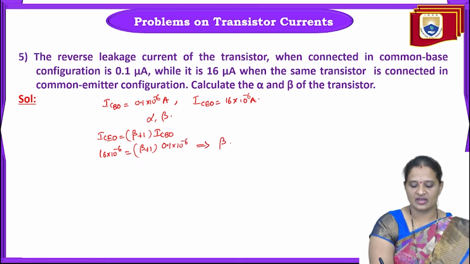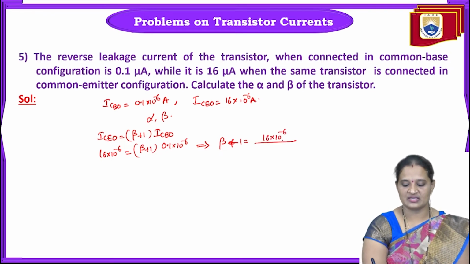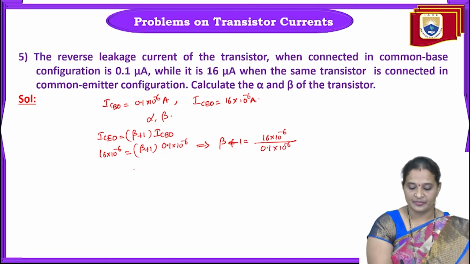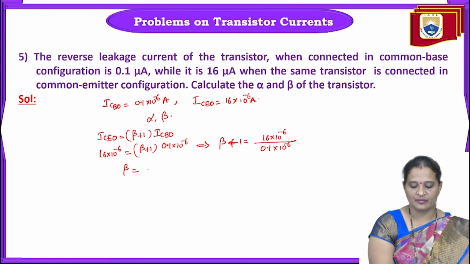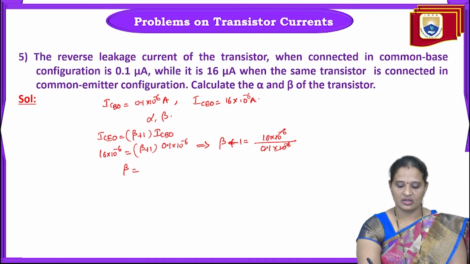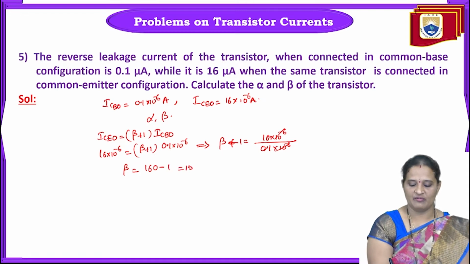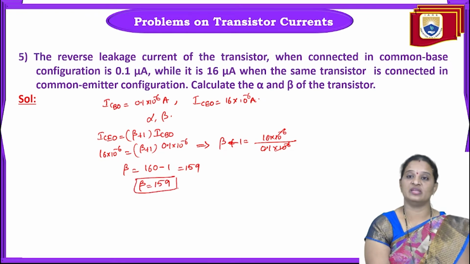Hence we can calculate beta plus 1 as 16 into 10 to the power of minus 6 divided by 0.1 into 10 to the power of minus 6. The powers of ten get cancelled, so this is 160 minus 1. So how much? 159. 159 is the value of beta.